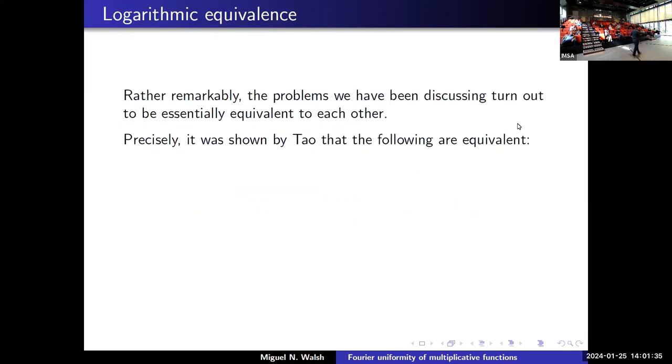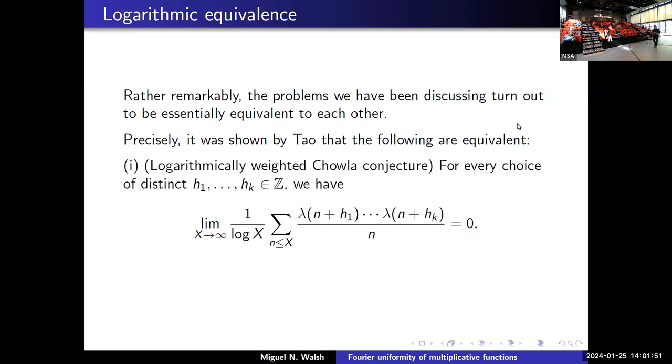And the rather remarkable fact is that all these problems that I have been telling you about, Chowla and Sarnak, and uniformity, are essentially equivalent to each other. So precisely what was shown by Tao is that the following statements are equivalent. In what sense are they essentially equivalent? Well, what he does is instead consider this logarithmically weighted form of Chowla and Sarnak. So it's the same statement that we have at the beginning of Chowla. So we take some distinct integers h1, ..., hk.